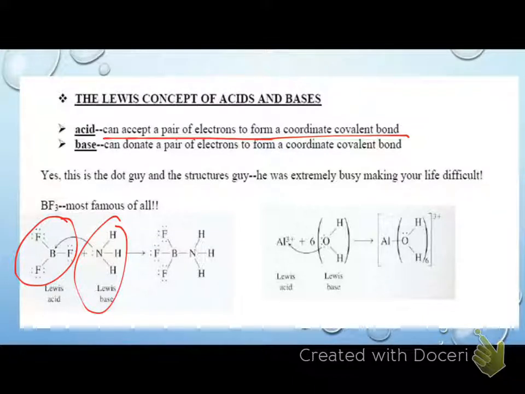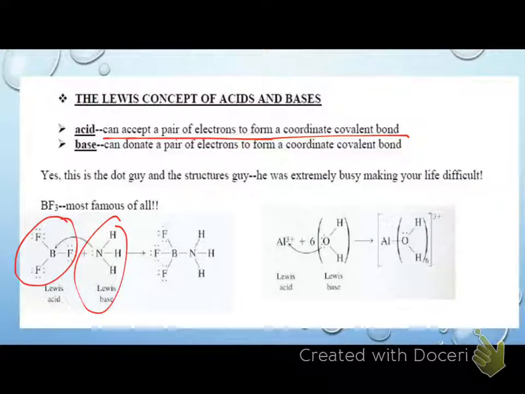Also happens to be a Bronsted-Lowry base as well. Okay, but if you are looking for the Lewis base, it needs to have some lone pairs to be able to donate. The Lewis acid shouldn't have any lone pairs on it.